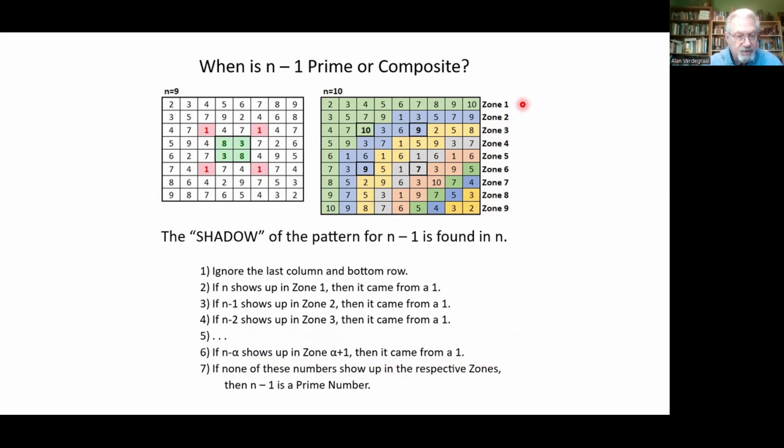Well, if alpha is 0, then zone 1 would need to have an n. And if alpha is 1, then that would be zone 2, and it would need to have n minus 1, or in this case, a 9. So we have a rule where we can examine n, which is n equals 10, for these numbers: 10 in zone 1, 9 in zone 2, etc. And if we can show that none of these numbers show up, then we can be assured that the number prior is going to be a prime number.